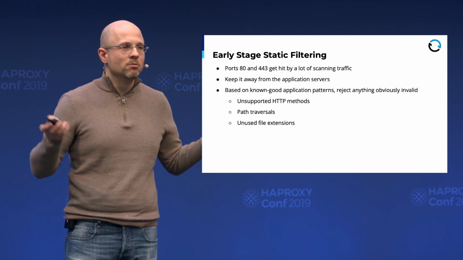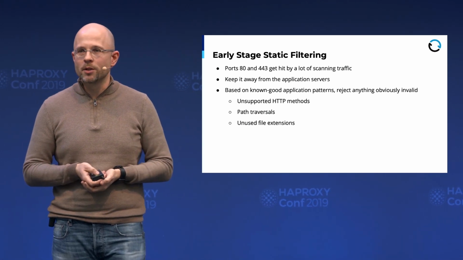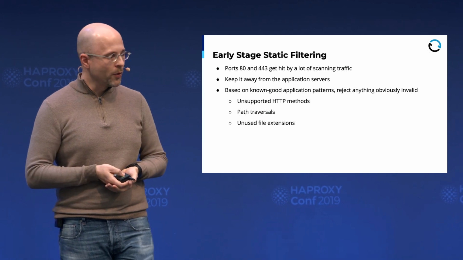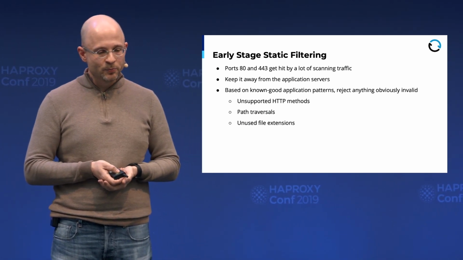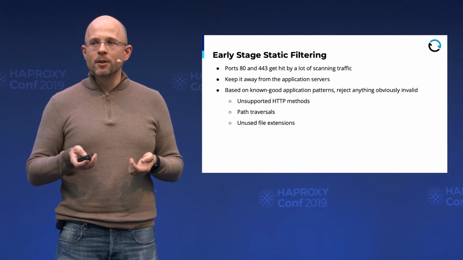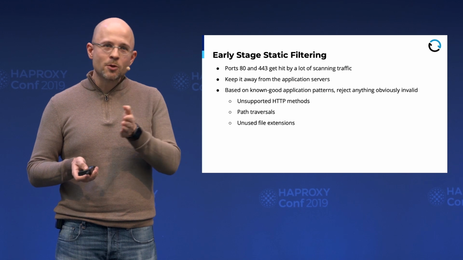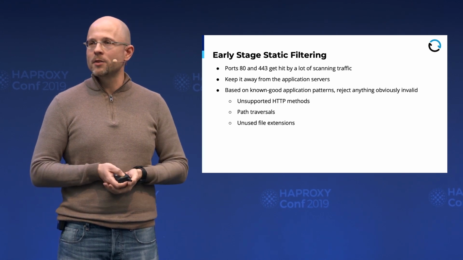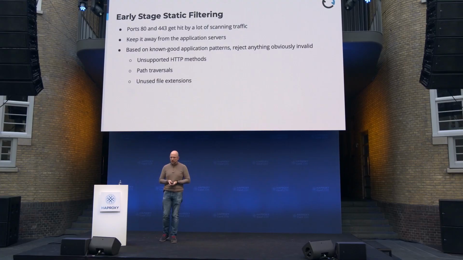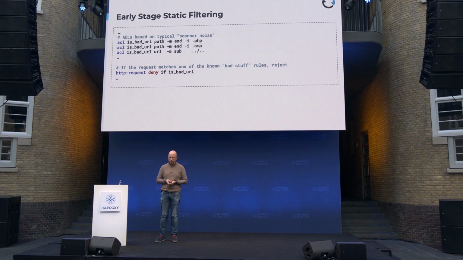For example, HTTP methods. We don't support the PATCH method, so there is no need for us to ever have a request with that method reach any of the backend servers. Same goes for path traversals, for example. We know that at no point in the API we need to move up or down a path, so anything that comes in with a parent path match is also obviously invalid for us. And then the whole backend is implemented in Java, so we can also weed out unexpected file extensions.